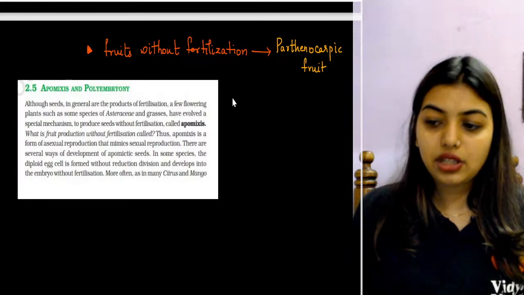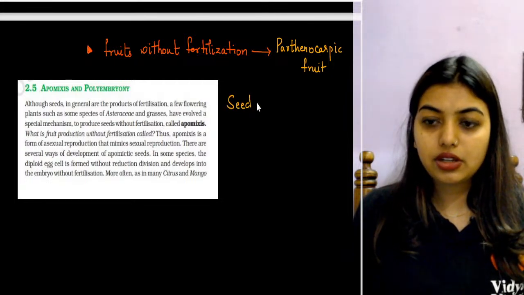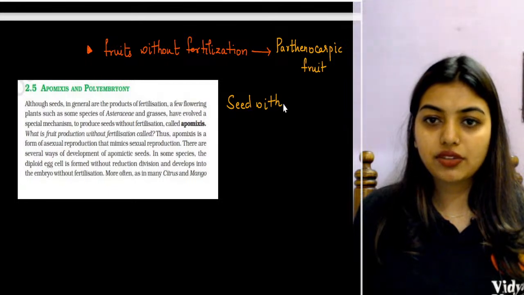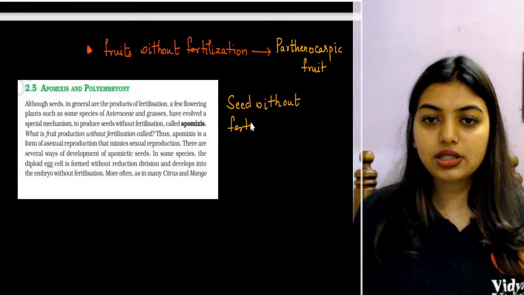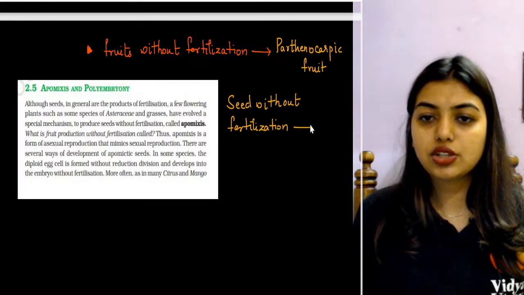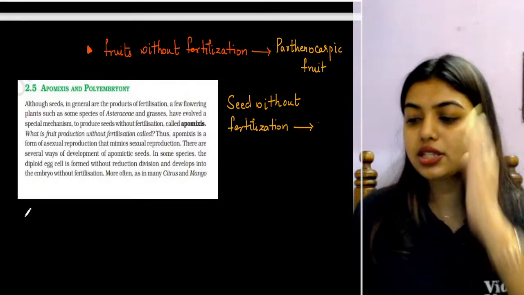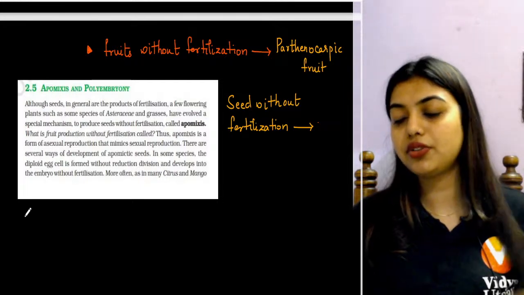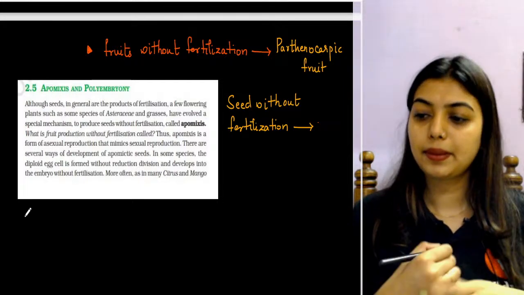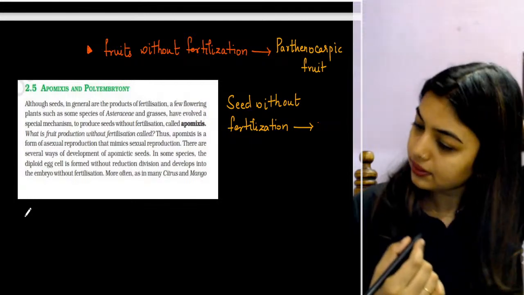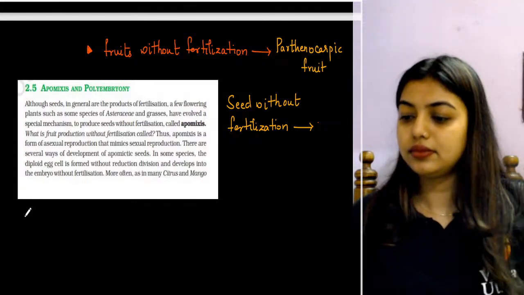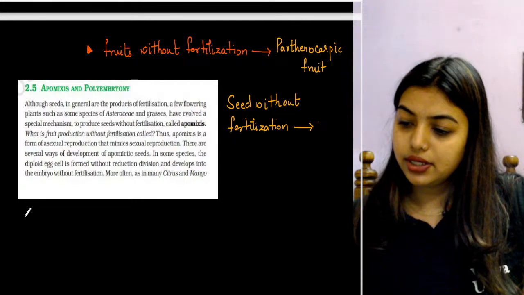Now, students get confused here. Seed without fertilization. Very good. Tanuja and Roshni, very good. Seed without fertilization is called what? Students get confused here, and let me tell you, it's a very common thing to get confused. There is no mistake in getting confused, but you have to have this clarity. Seed without fertilization, students? Yes, very good. Seed without fertilization.